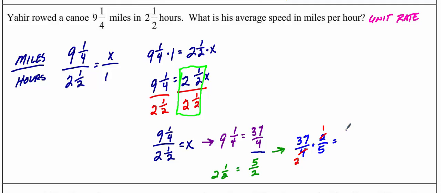37 times 1 is 37. 2 times 5 is 10. Again, 37/10 miles per hour. That's not going to make sense to folks, and math is all about communicating. So 37 divided by 10, 3 times with 7/10 left over. And so we would say that his speed was 3 7/10 miles per hour. That would be our final answer.